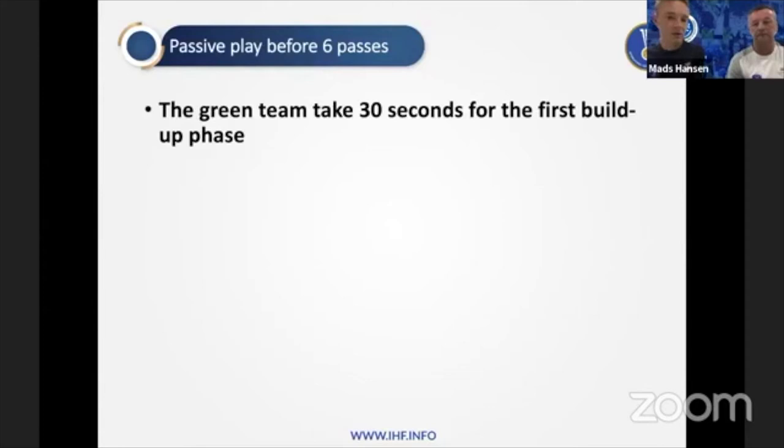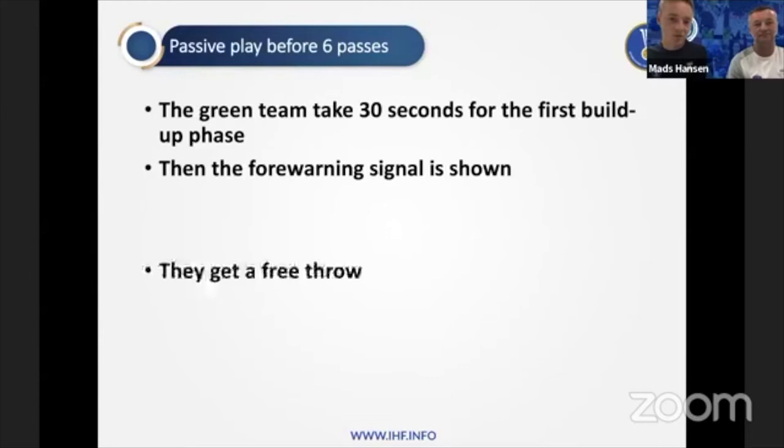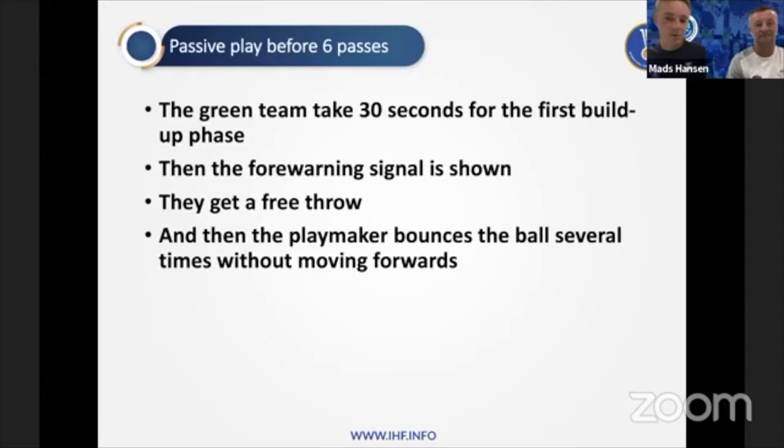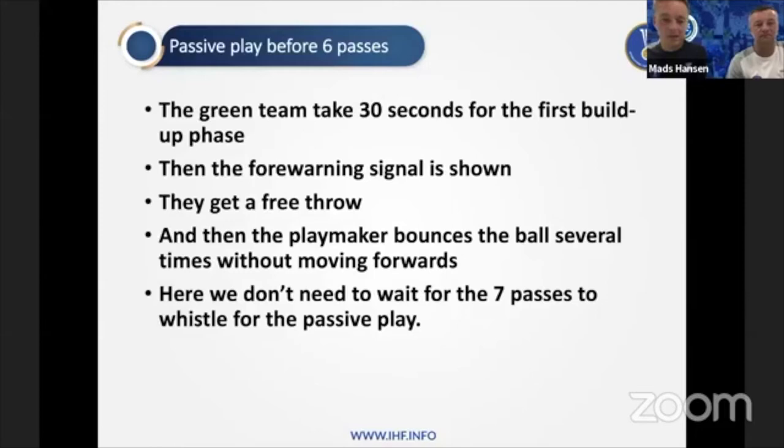And after the 30 seconds, the 4-1 signal is shown, of course, and they get a free throw. And then the playmaker bounces the ball several times without moving forwards, because the only thing he wants is to take even more time off the clock and, of course, try to find a teammate who can come into a good position. And in this case, we don't need to wait for the seventh pass to whistle for passive play.